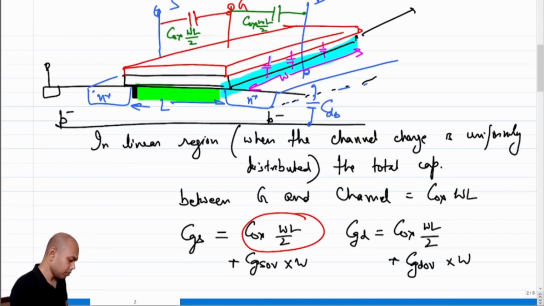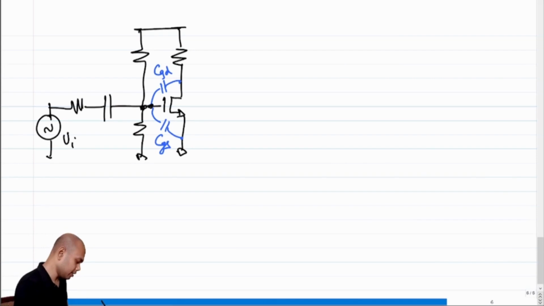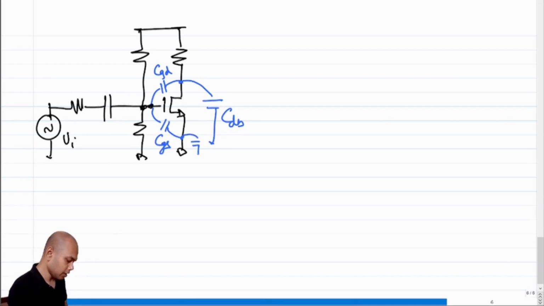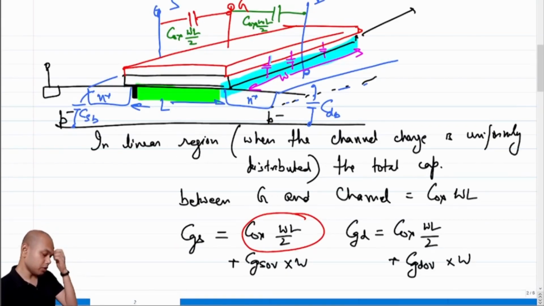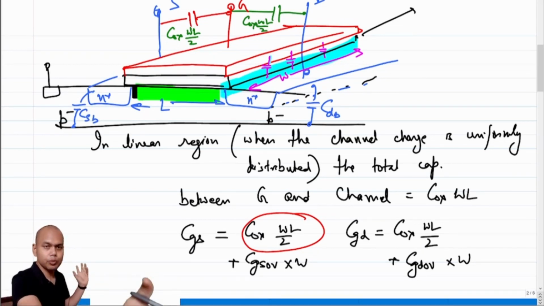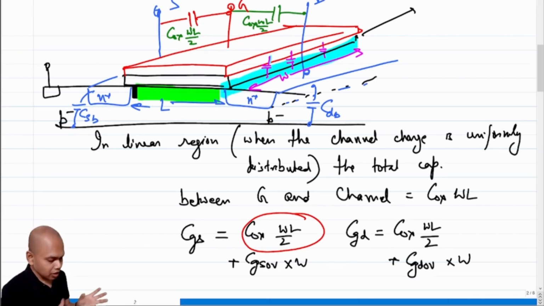Similarly, you will have a capacitance between the source and the body. So essentially we'll have additional capacitance between drain and the body, and we'll also have a capacitance between the source and the body. What will this capacitance be proportional to? What will CDB be proportional to? Will it increase with the length, or will it increase with the W? Clearly this also will increase with W, because length doesn't really affect CDB. So if you increase the size of the transistor by increasing W, CDB increases.